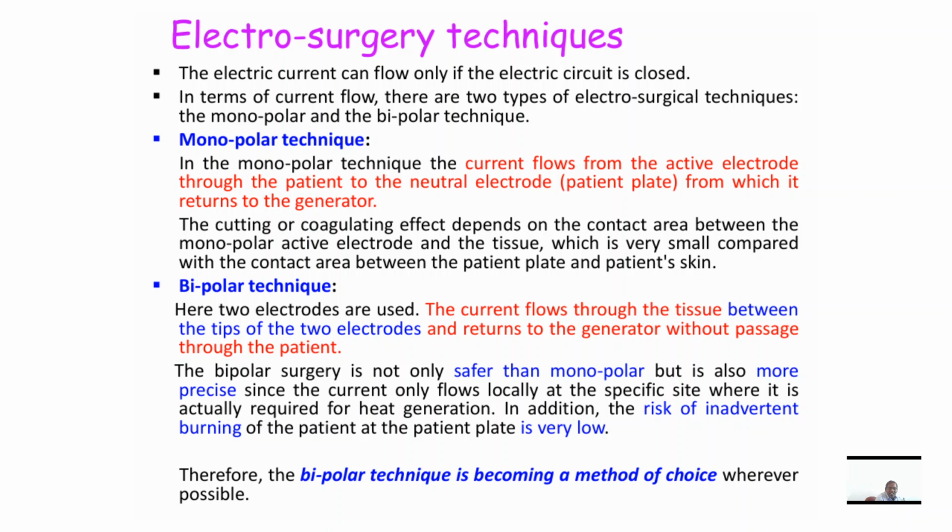In monopolar, we have only one electrode for cutting or coagulation, whatever may be. Below the tissue, we are using the patient plate. It is also called the indifferent plate. Already we have seen, from the cutting electrode, current flows through the tissue or body of the human being, and it is collected by the patient plate. So only one electrode is used. It is called the monopolar technique.